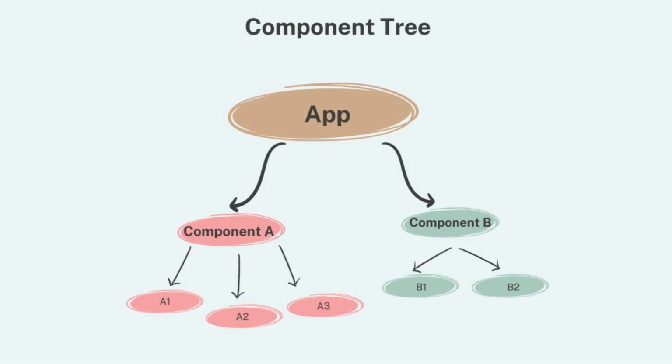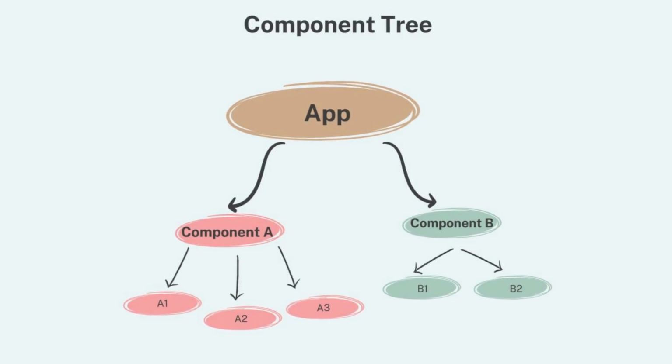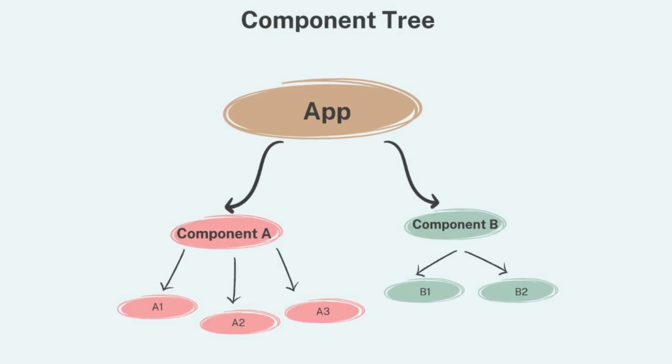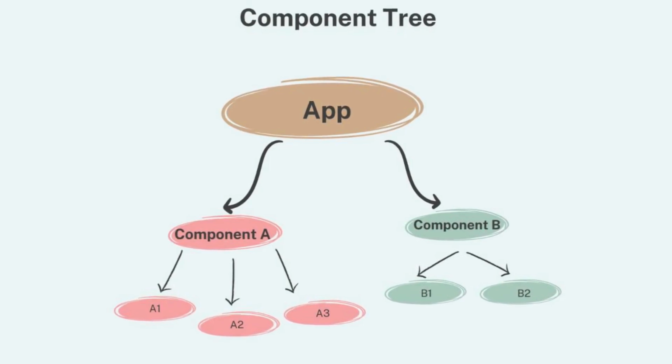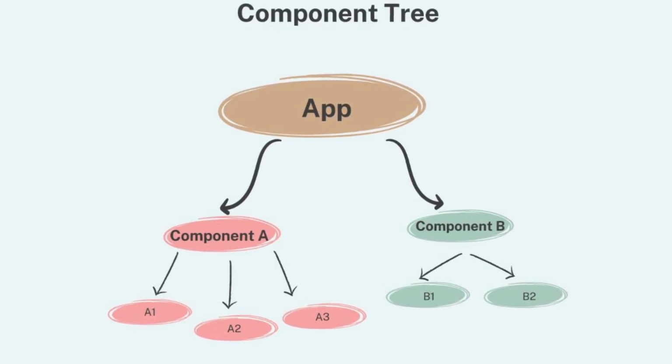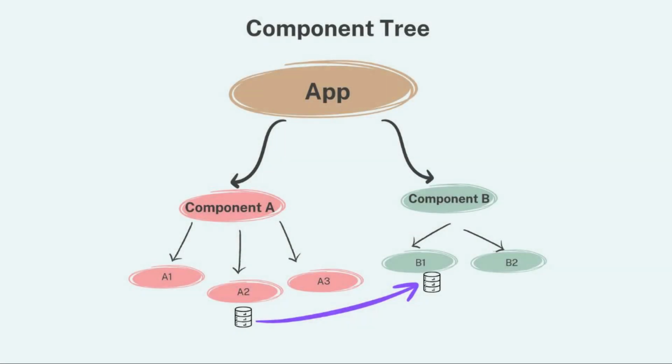Sometimes in our Angular applications, we need to share data between unrelated components. For example, if you look at this component tree, you'll see that component A and component B share a common parent, making it straightforward to pass data between them. But what about sharing data between, say, component A2 and component B1, which don't have a direct parent-child relationship? Could we use @Output to send data up the component tree and then drill it down with @Input to reach the destination? While possible, this approach can get messy and complex.